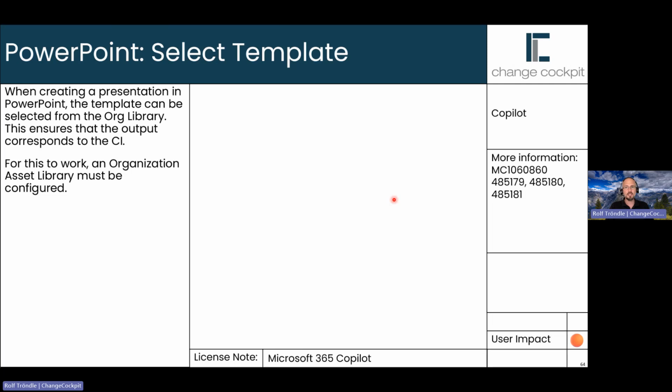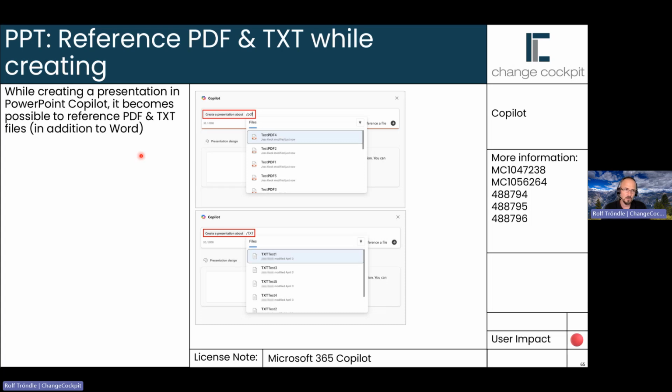Also, when creating new presentations using Copilot, if you have an organization asset library where your company admins shared your company templates with you within PowerPoint, then you can now choose during the process which template you would like to use, and the Copilot generated presentation will then be in the template from your company. As mentioned, for this to work, an organization asset library must be configured by your admins.